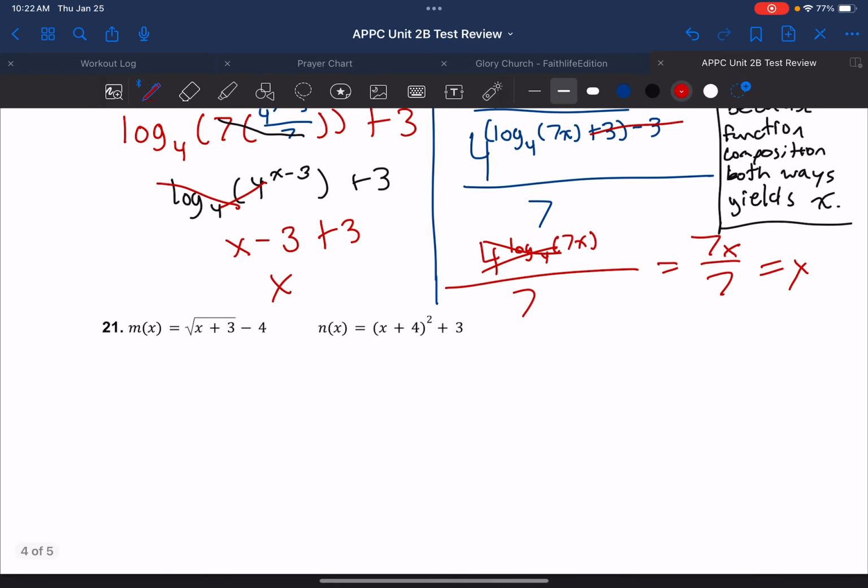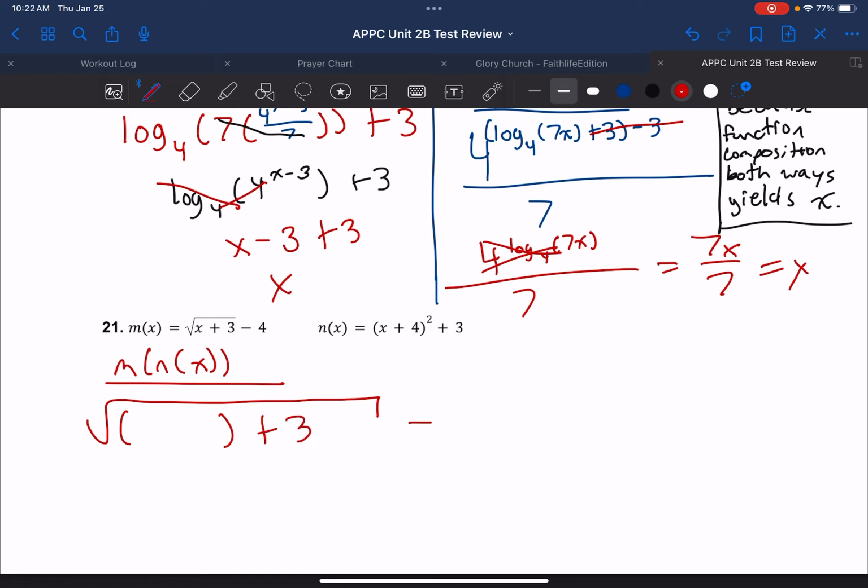Now for 21, let's do that again. So I've got m of x and n of x. So I'm going to do m of n of x. And I've got the square root of parenthesis to plug g of x in, plus 3, and then minus 4 outside. And inside parenthesis, I'm going to put n of x. I've got x plus 4 squared plus 3.